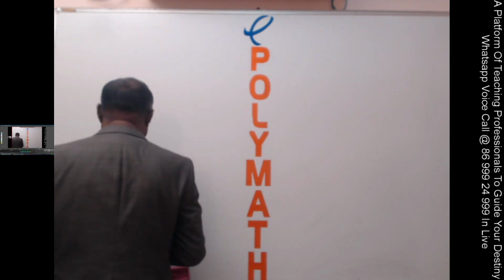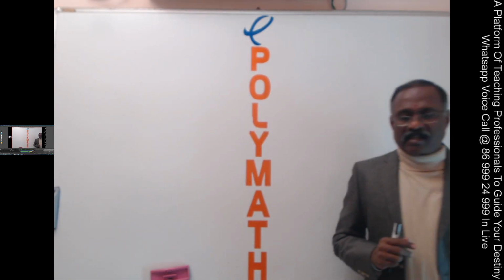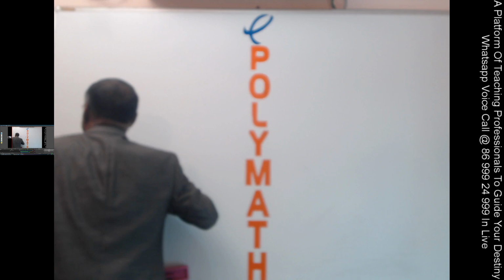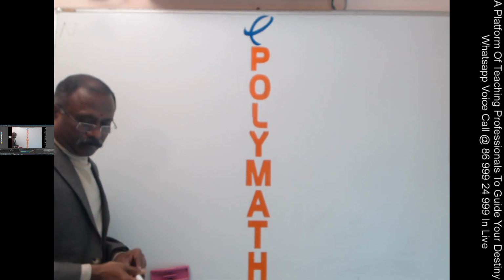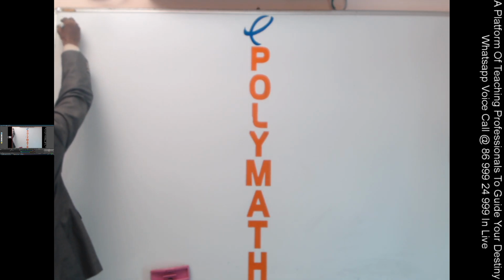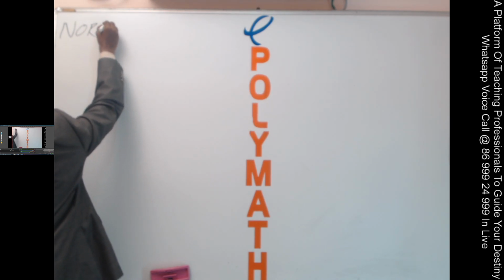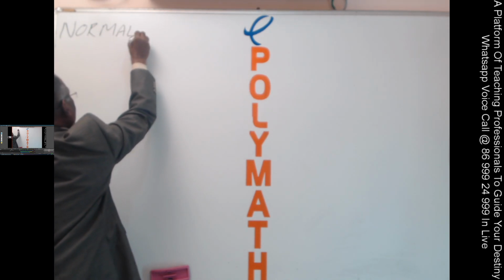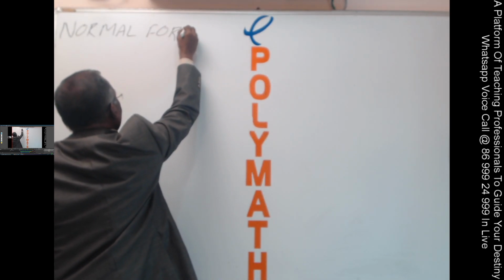But in the normal form, it's not like that. Let us see how the data differs here. This is normal form. This normal form or perpendicular form, both are same.